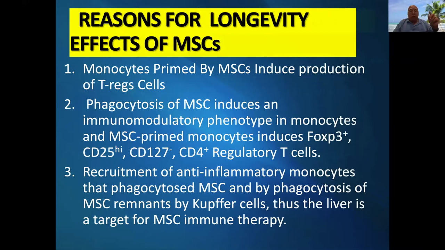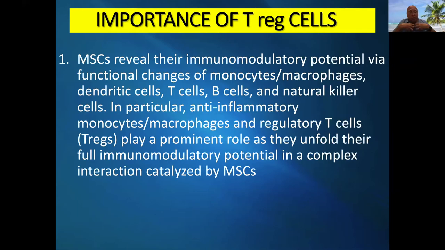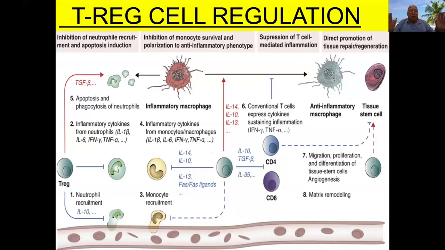Basically, the MSCs, if they're trapped in the lungs from intravenous use, get phagocytized by monocytes and macrophages and eventually become Treg cells, okay? So Treg cells are very important. And you can see here the various types, and we'll see as time goes on how you have different types of MSCs and different types of macrophages also.